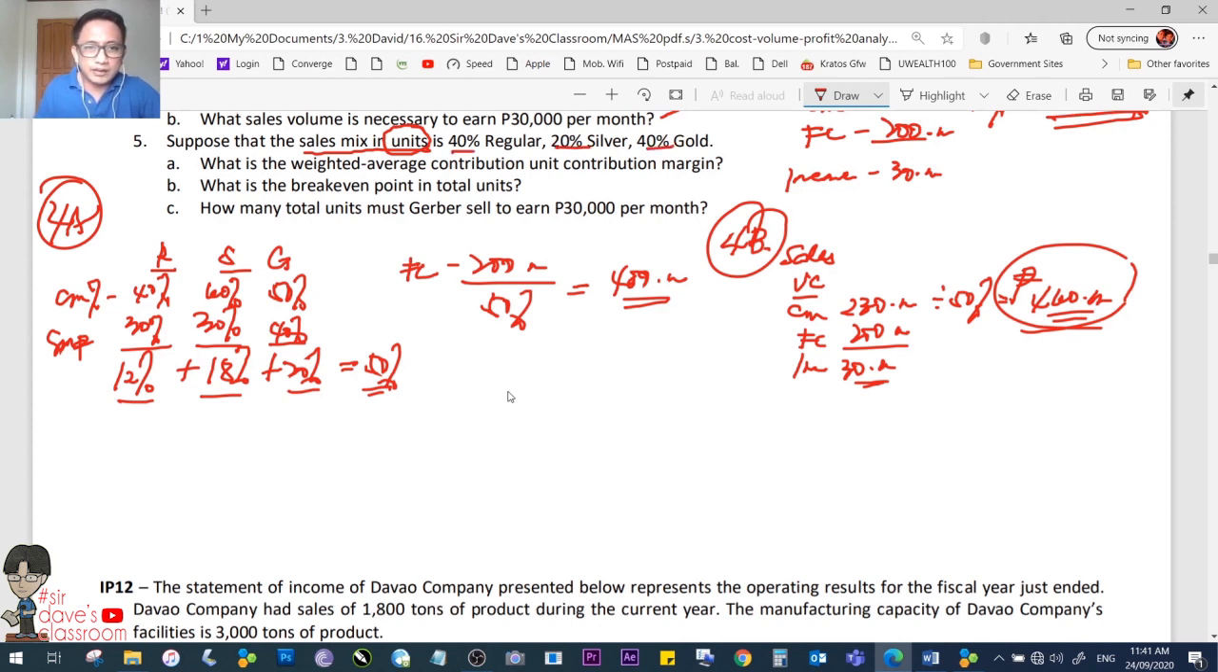What is the weighted average unit contribution margin? Okay, please remove that. Then, our number 5, letter A, should be as follows. Same old procedure. It's just that this time, what was given is the sales mix in units.